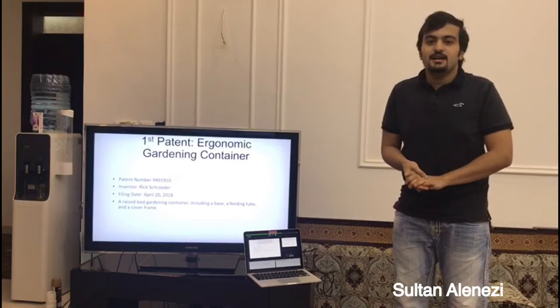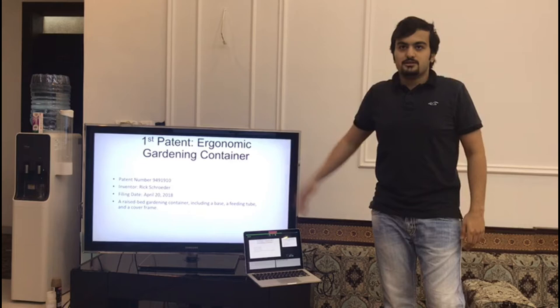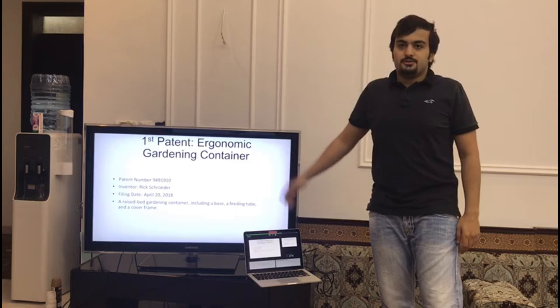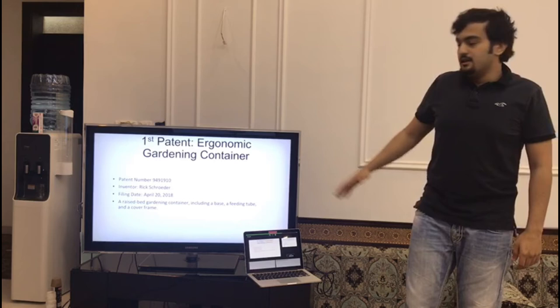Hi, my name is Sultan. Today I'm going to talk about the first patent. The first patent we studied is called Ergonomic Garden Container. The inventor's name is Rick Charter. The patent is an ergonomic raised bed garden container, including base, feeding tube, and cover pair.